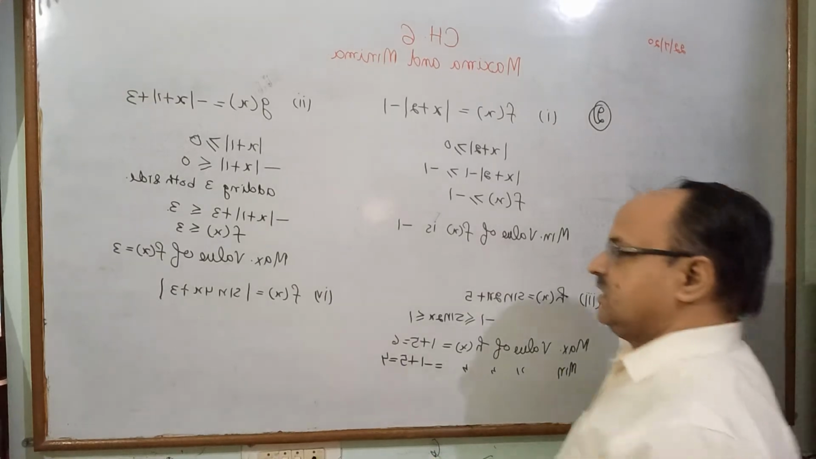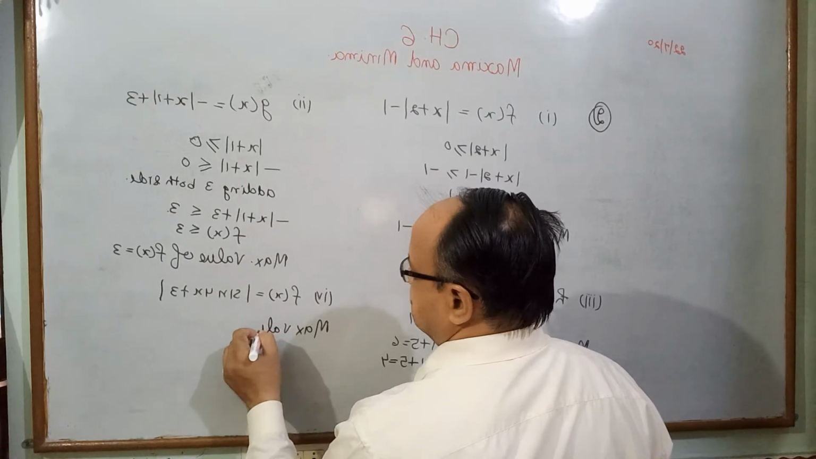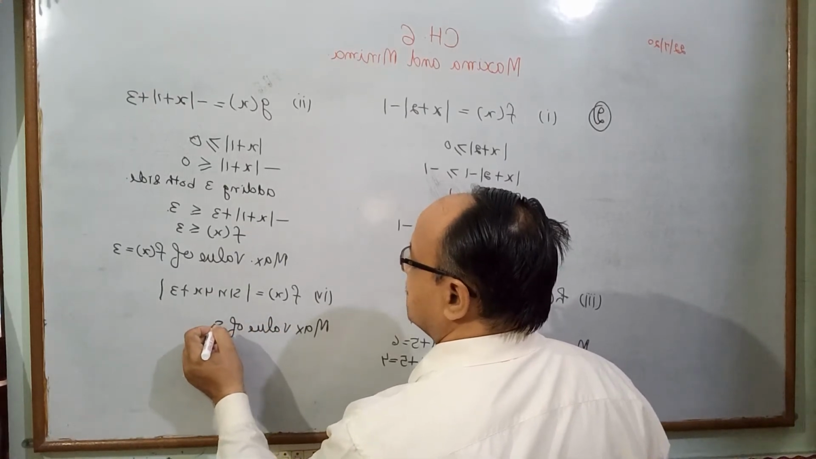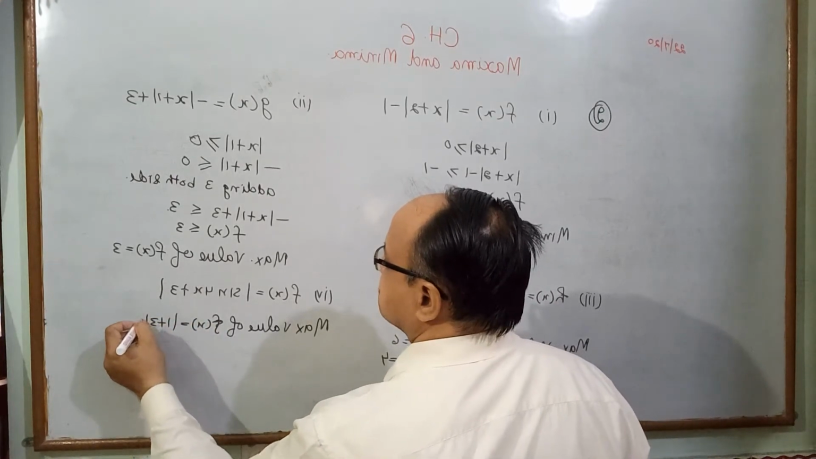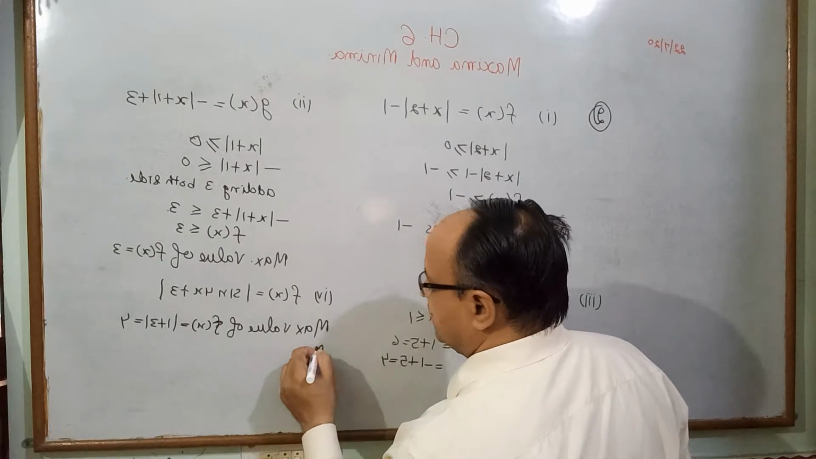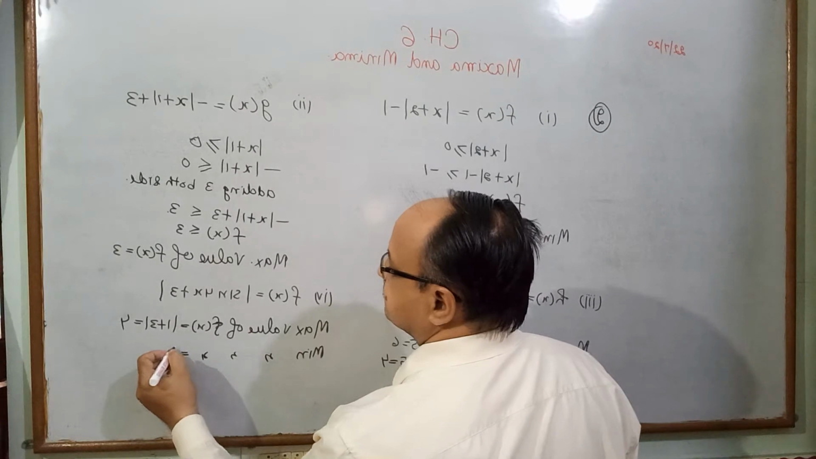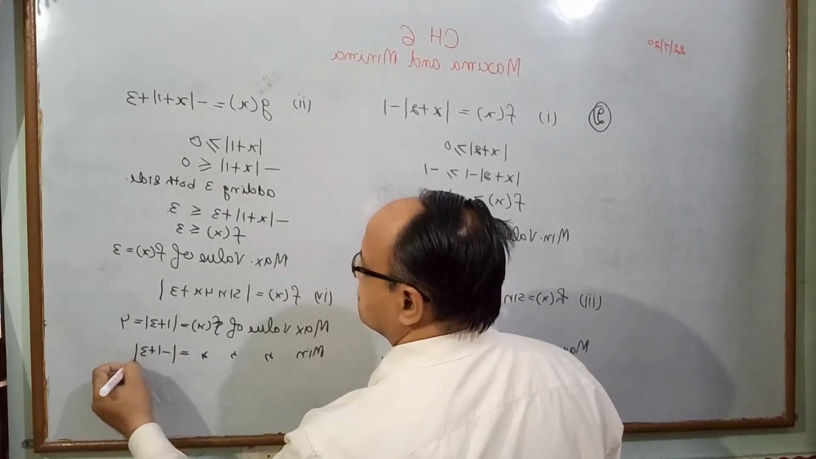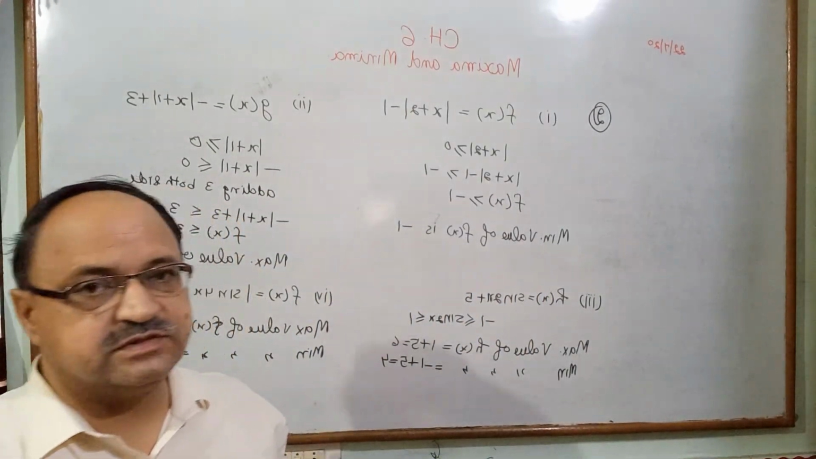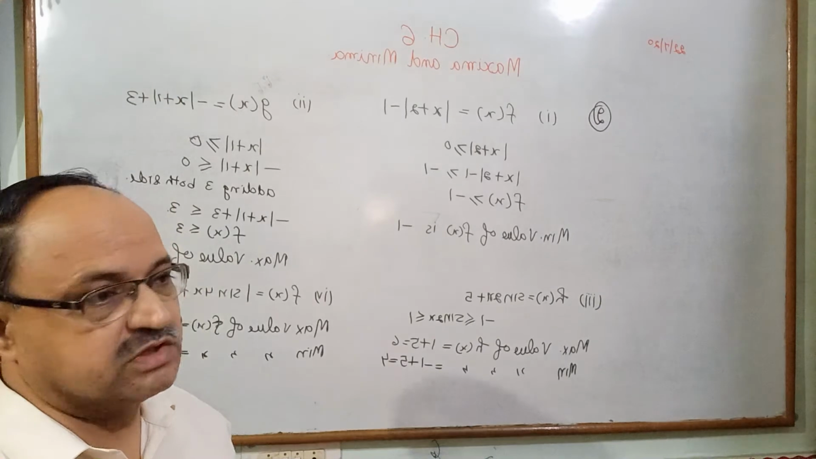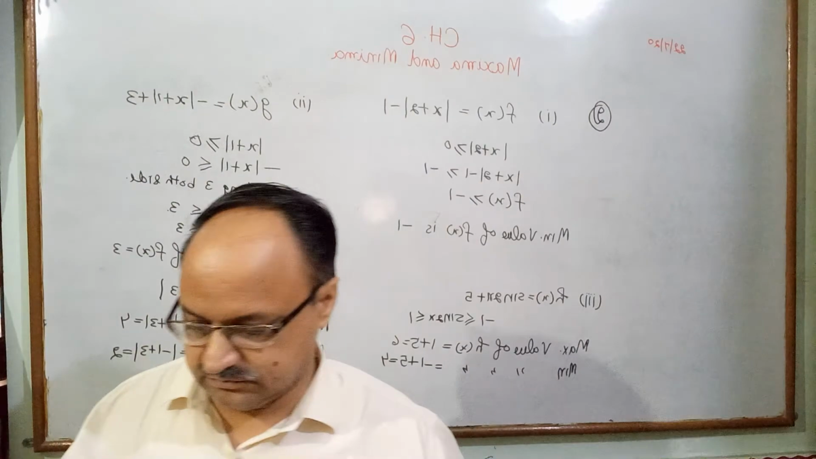Clear? Same case here. The maximum value of f of x is 1 plus 3, that is 4, and the minimum value of f of x is 0 plus 3, that is 3. Clear? These are very simple questions, 4 questions, 1 mark or 2 mark questions. Clear? Now we start question number 3.